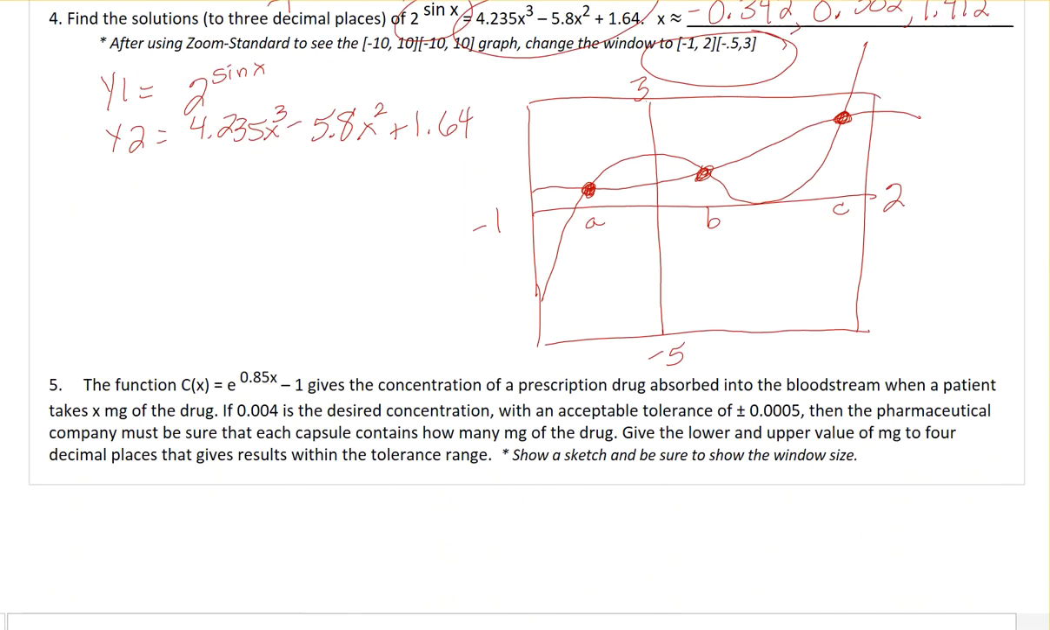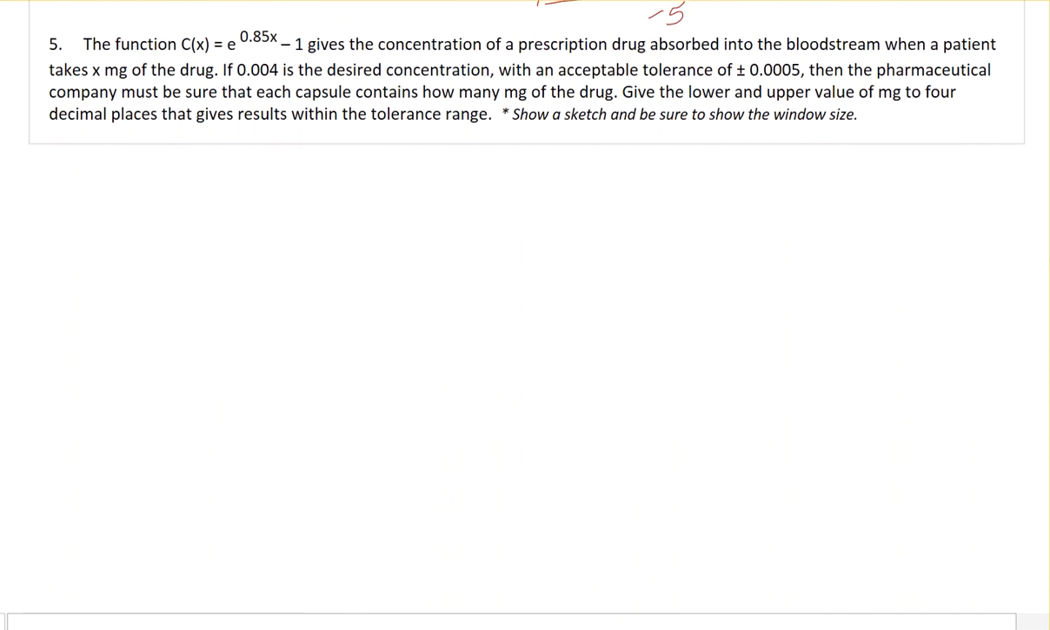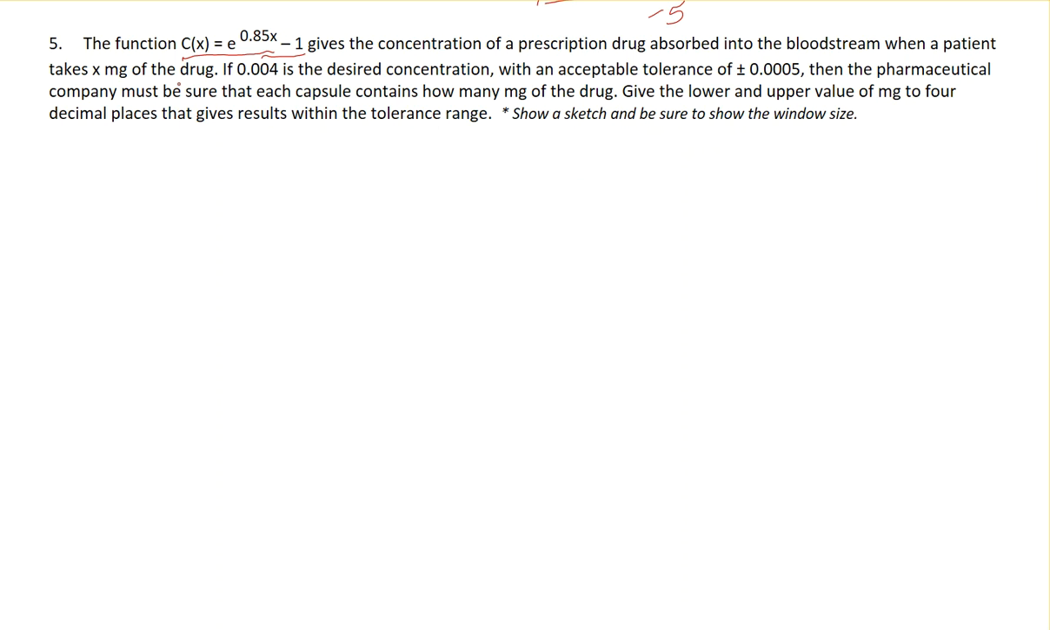All right, so we've got one more question, which is a little bit more complicated than the others, but really quite simple. This is the function for the concentration of the amount of medication in our bloodstream. If you are given X milligrams of the drug, our x-axis will be the amount of the drug, and C of X on our vertical axis will be the concentration. We're hoping to get a concentration of 4 thousandths, our desired value.